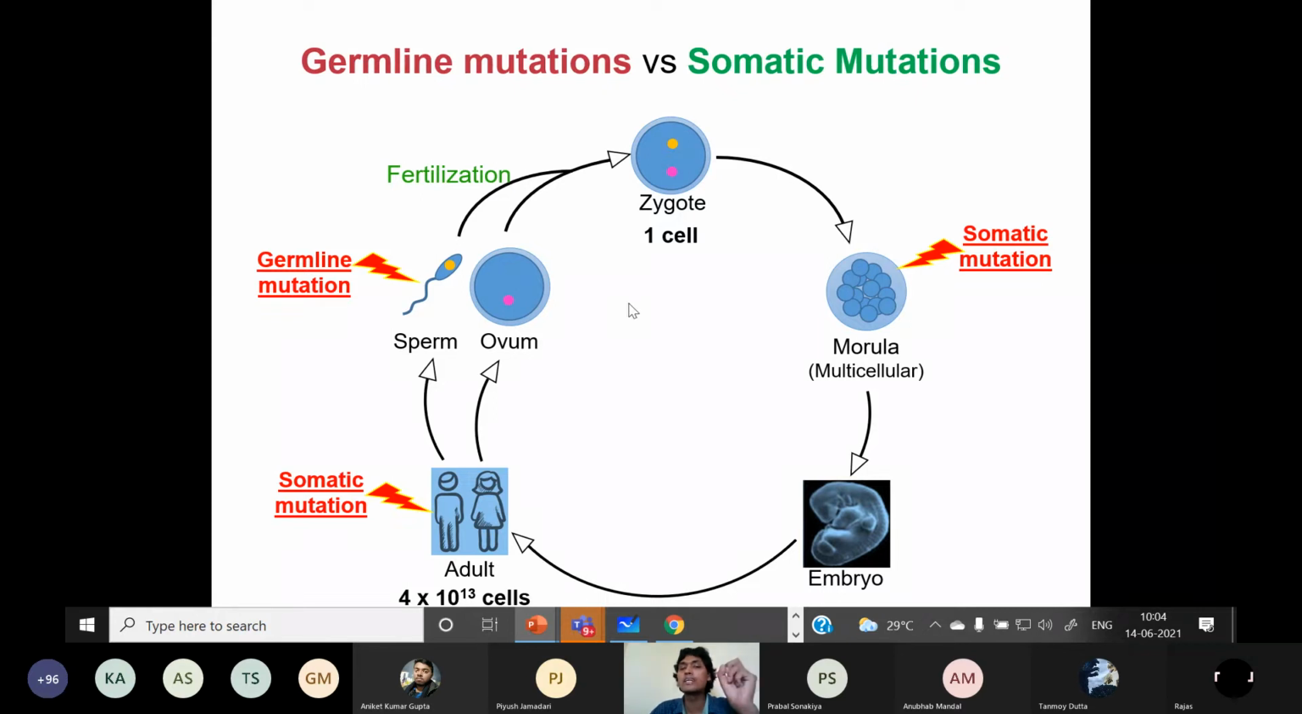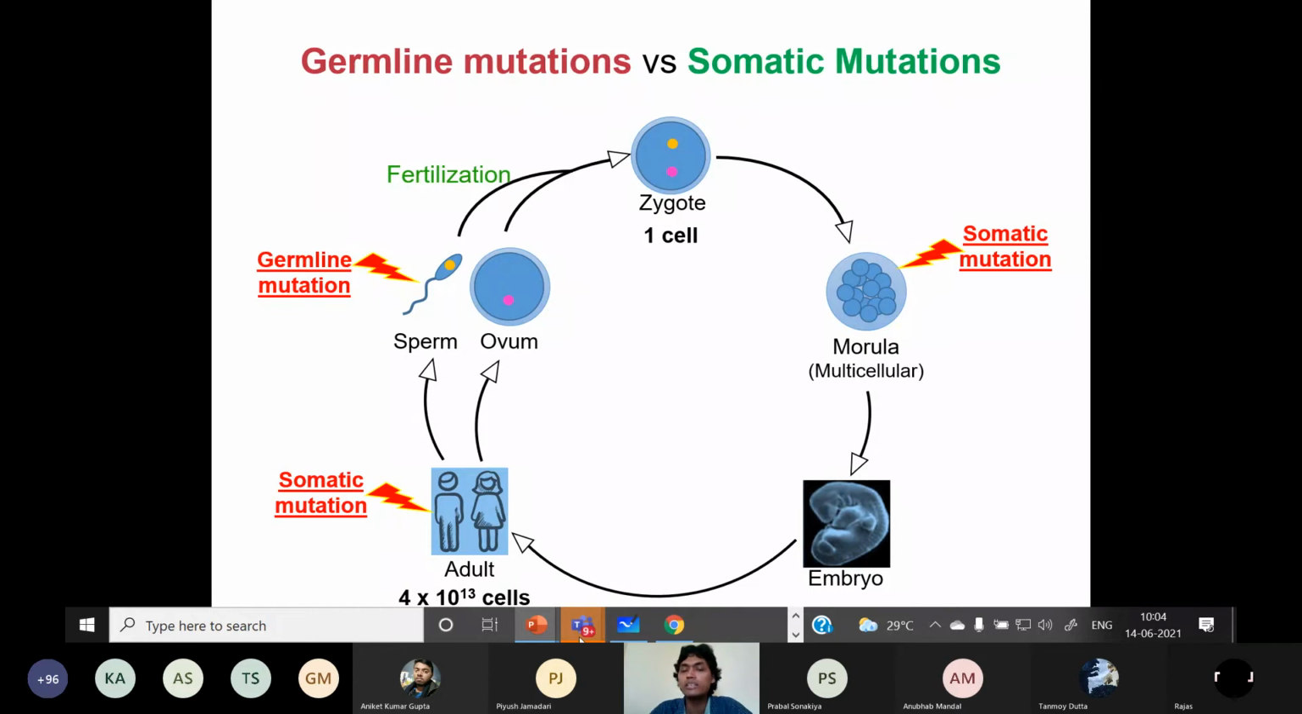So as a result of that, if some mutation, some major problem happens, then the zygote will not lead into the next stage. That will not form the embryo, and as a result, that pregnancy will be aborted. Okay, so in this context, it is good. But in other cases, even after the formation of the zygote, at the morula stage or any other stage, somatic mutation can also happen.